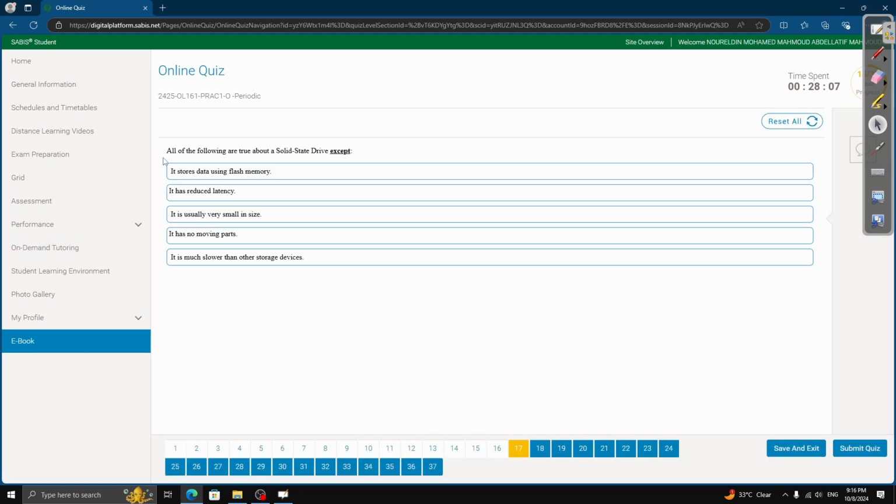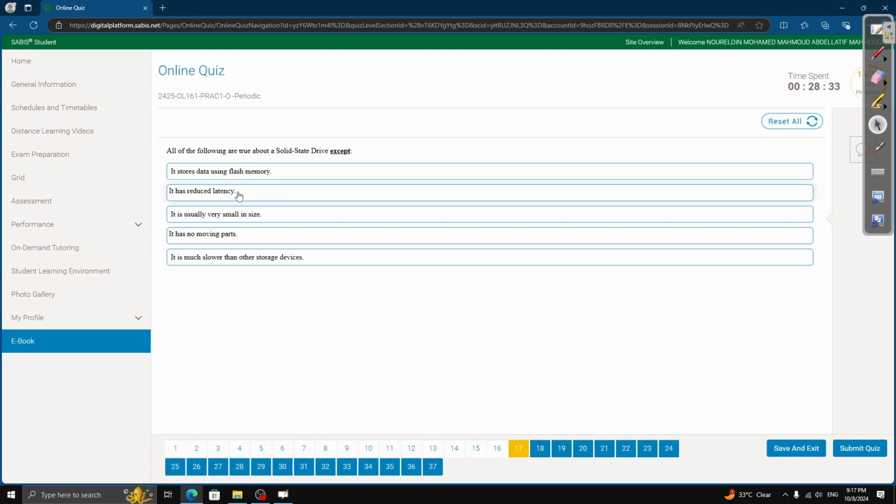Yes, this is true. All of the following are true about a solid state drive. A solid state drive basically uses millions and millions of switches inside of it, what's basically called flash memory. So knowing this, we can continue. It stores data using flash memory. I just said this is true.